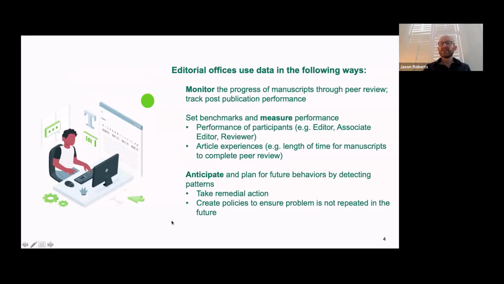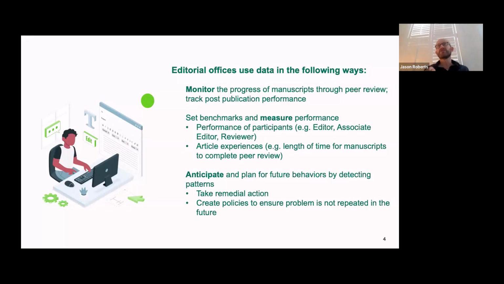So editorial offices typically use data in three ways. They monitor progress, so that's lifetime reporting that you might be doing. You also measure your performance. You might audit your performance, and that might be delivered in the form of an editorial board report. It could be that you run monthly reports to see how things are tracking. Have we got faster? Have we got slower? Are people declining invitations to review more or less?